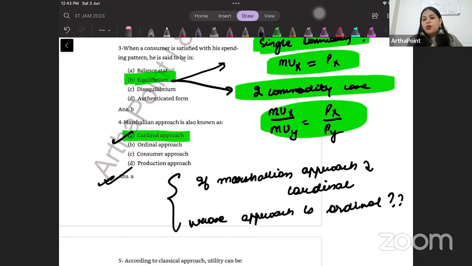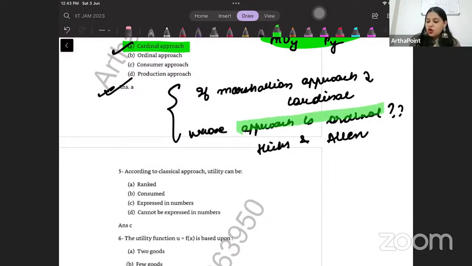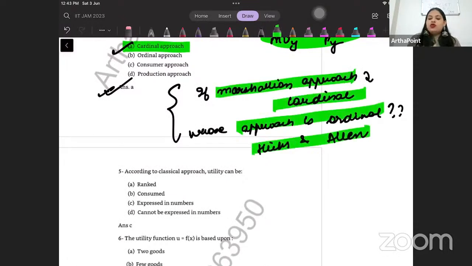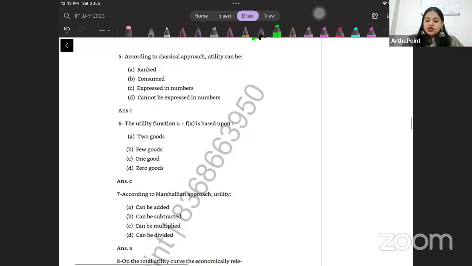Absolutely, Hicks and Allen. ऊपर ही तो बताया था हमने. So Hicks and Allen, their approach is ordinal and Marshallian approach is cardinal. Okay, beta. Come to the next question.